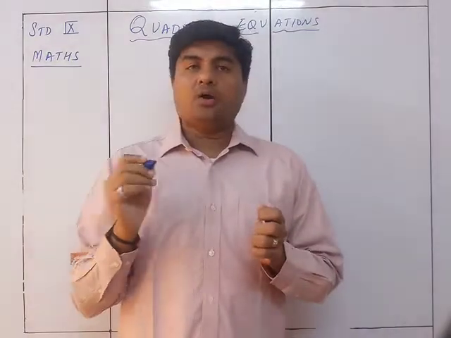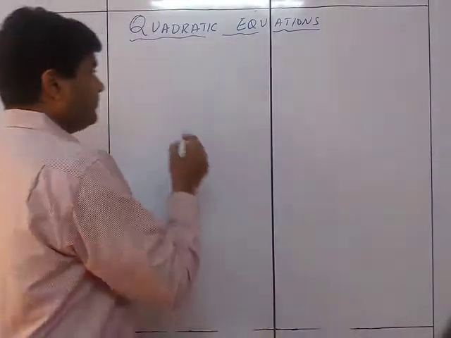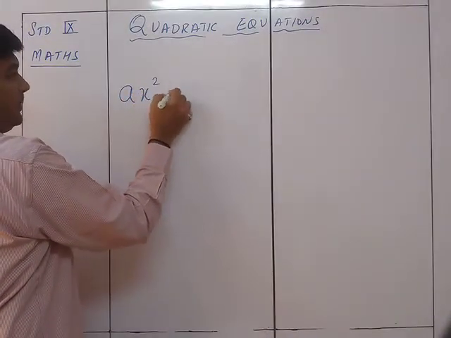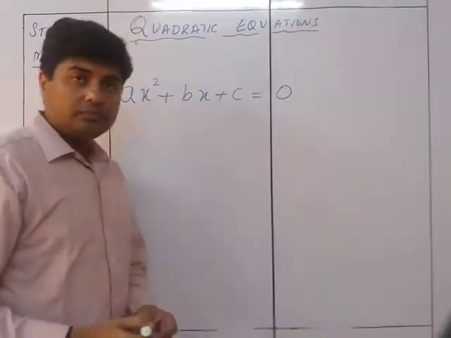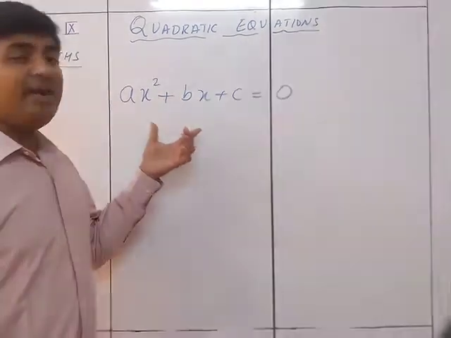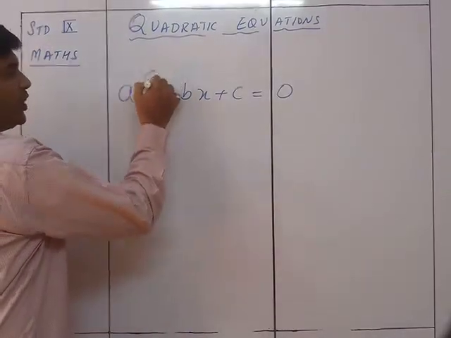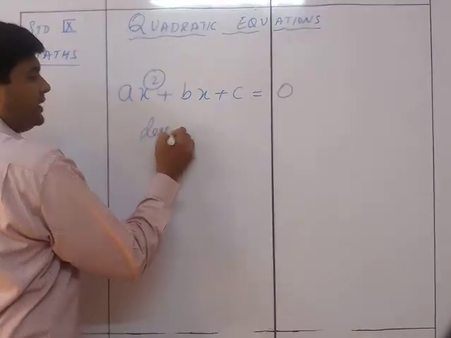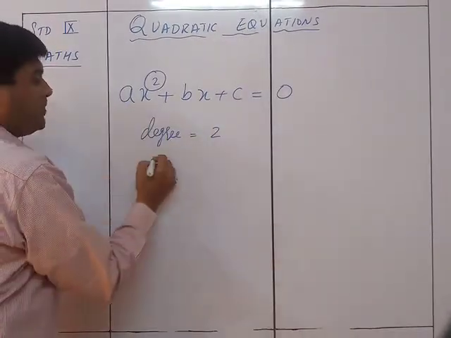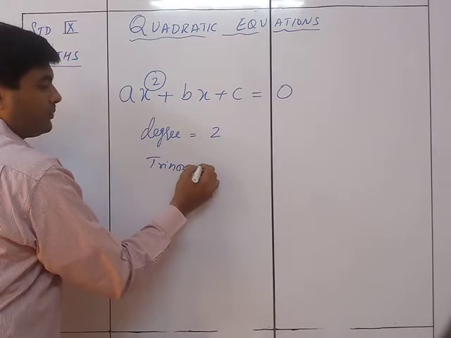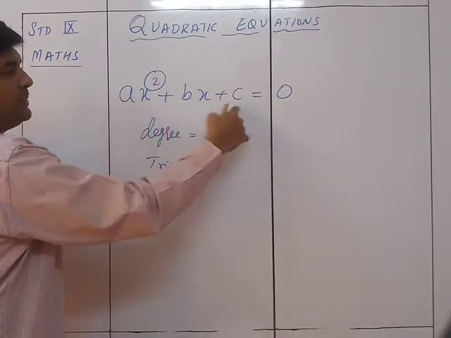Now, a quadratic equation is an equation of the form ax square plus bx plus c is equals to 0. It is a kind of polynomial having degree 2. So the degree of the polynomial over here is 2, and it will be a trinomial, a trinomial with degree 2, having ax square plus bx plus c is equals to 0.